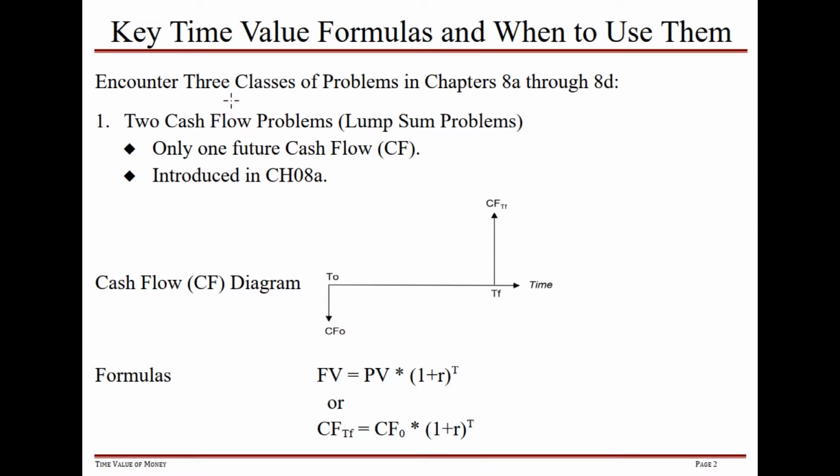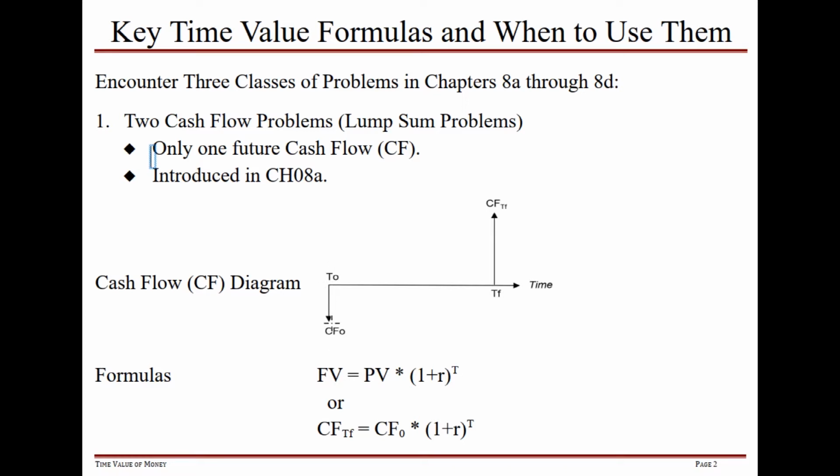In chapters 8A through 8D, we encountered really only three classes of problems in terms of organization of cash flows. The first one that we encountered in chapter 8A was the set of two cash flow problems, sometimes called lump sum problems. These are characterized by having only one future cash flow, and the cash flow diagram for these guys looks something like this.